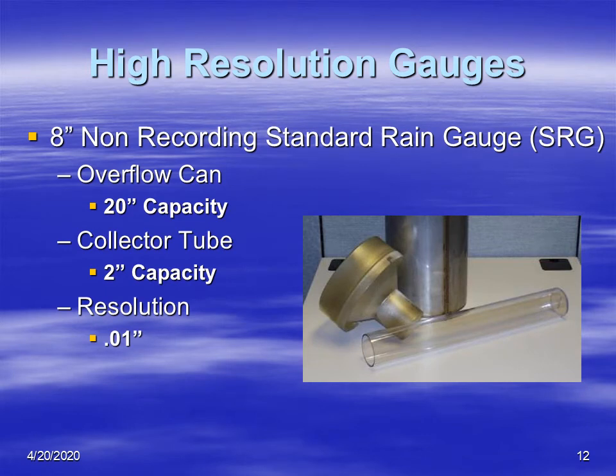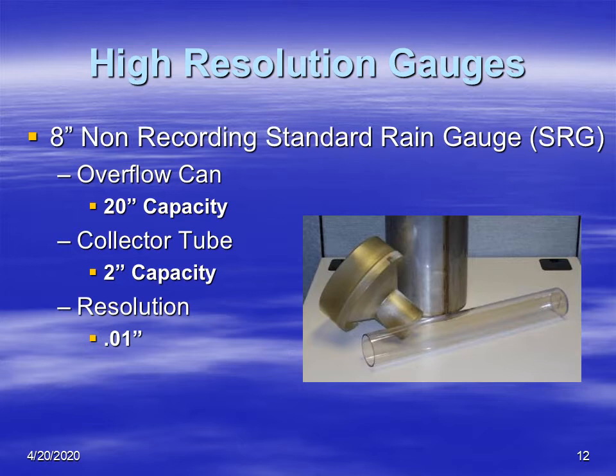The 8-inch standard rain gauge has a capacity of 20 inches of rainfall. So typical rainfalls, unless you're in a hurricane, you're not going to see 20 inches. Even large thunderstorms sometimes can produce close to 20 inches, but I haven't seen anything, at least in North Dakota. I think the record in North Dakota is close to about 15 inches of precipitation in a 24-hour period. And that is a lot of rainfall.